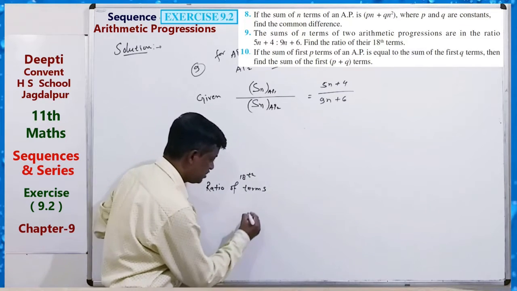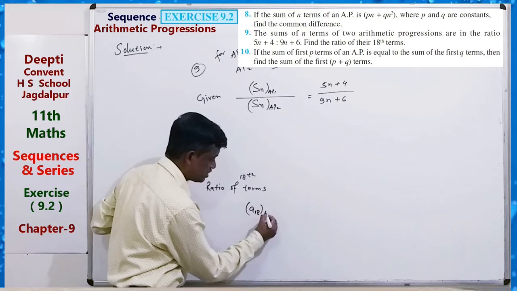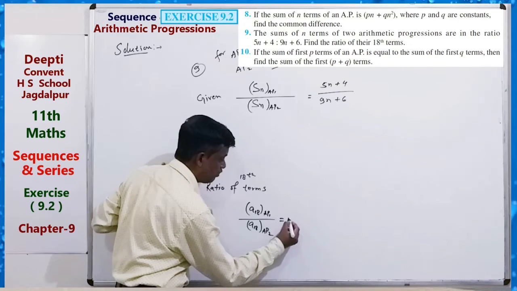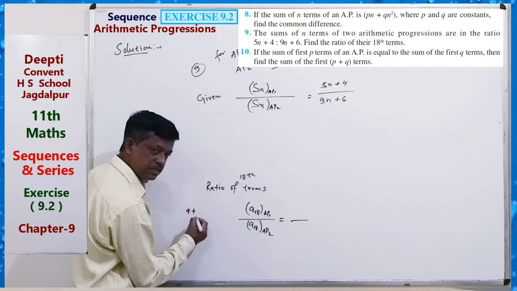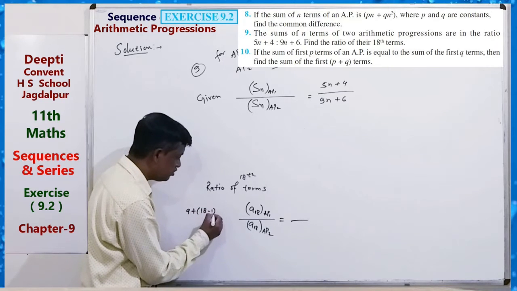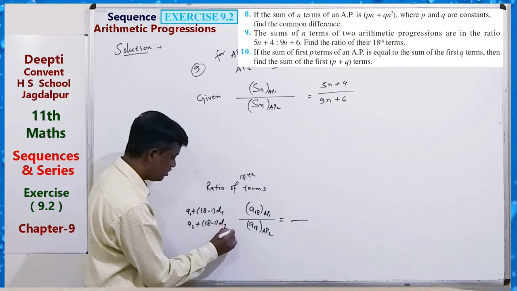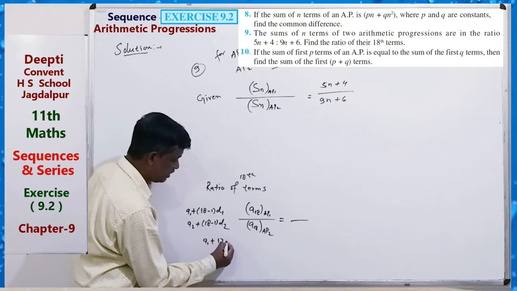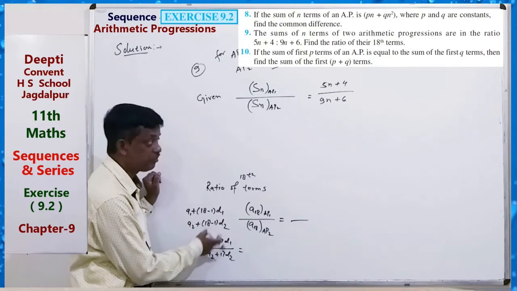18th terms means A18 of the first AP and A18 of the second AP. We have to find this. The 18th term is A plus 18 minus 1 into D: A1 plus 18 minus 1 into D1 for the first AP, and A2 plus 18 minus 1 into D2. This is 17. So we have to find A1 plus 17 D1 upon A2 plus 17 D2. It can be found from here.